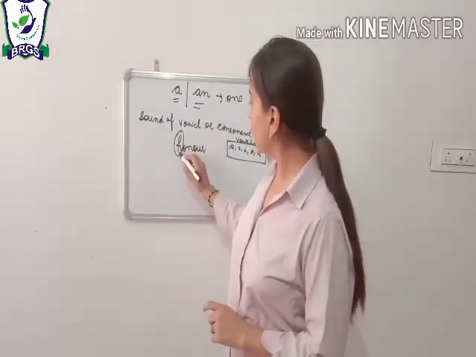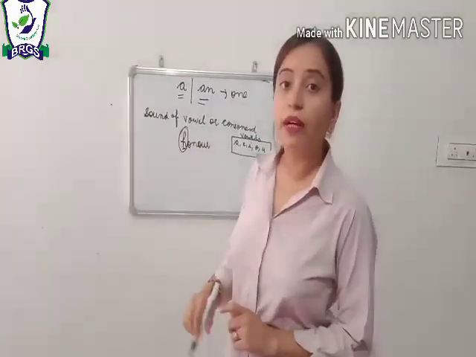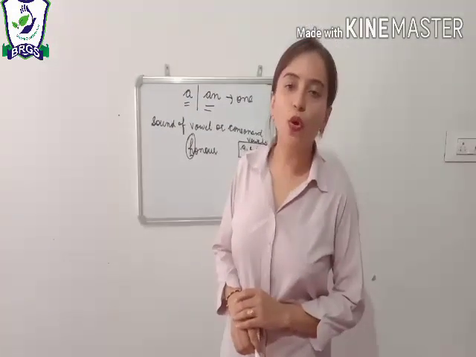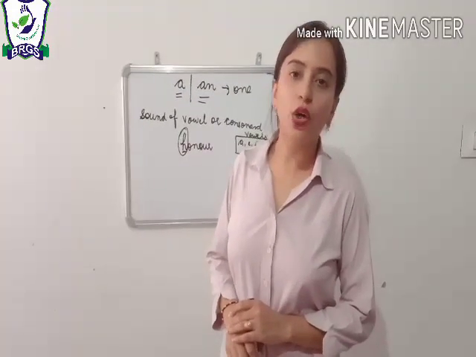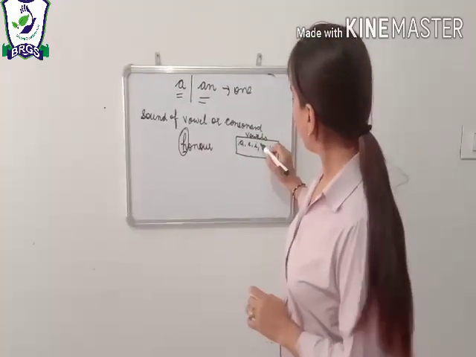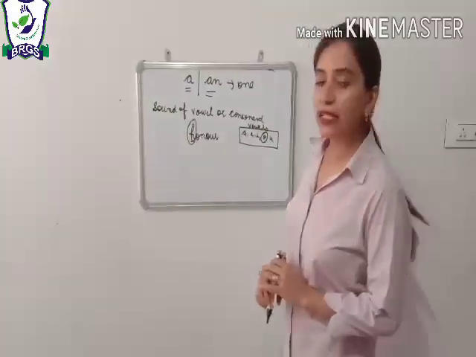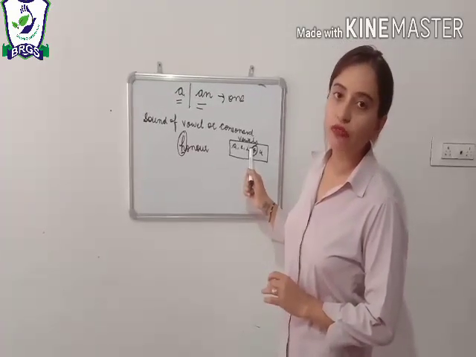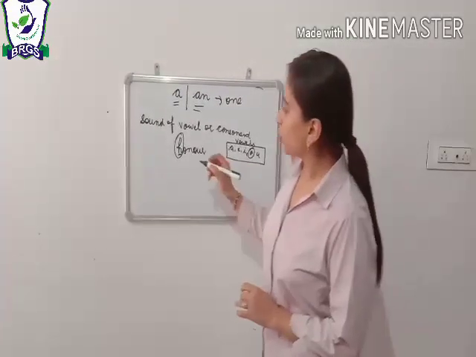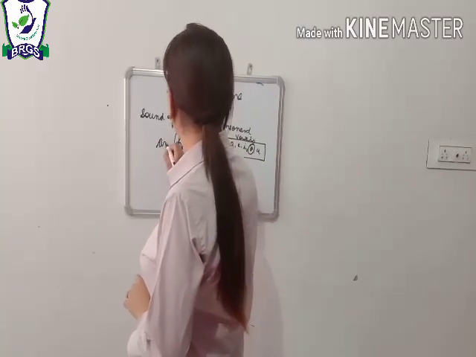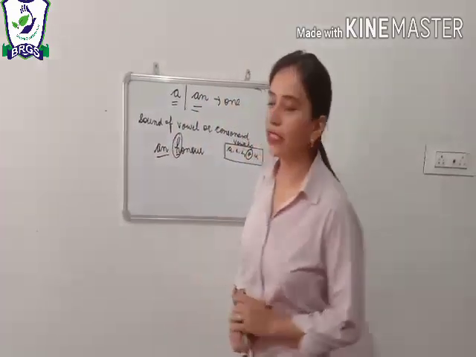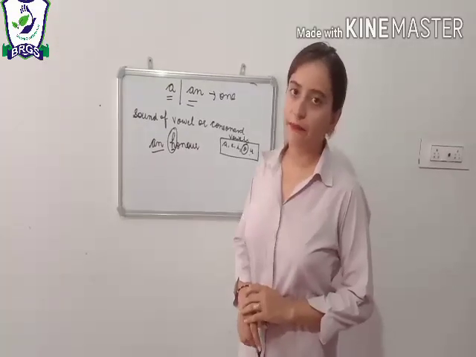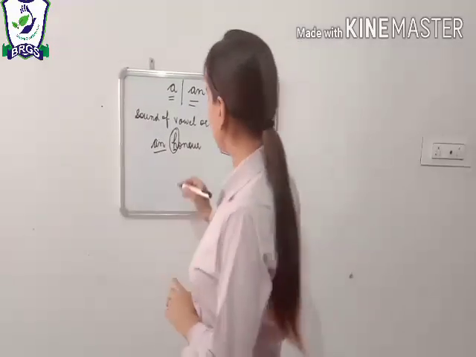It is a consonant. But the sound of this word is coming like honor. O. The sound is coming O, and sound O is the sound of vowel O. So it will take an as article. An honor. Let us take one more example.